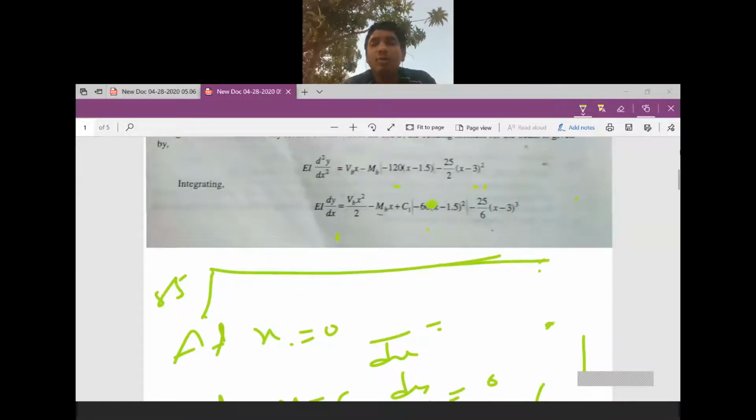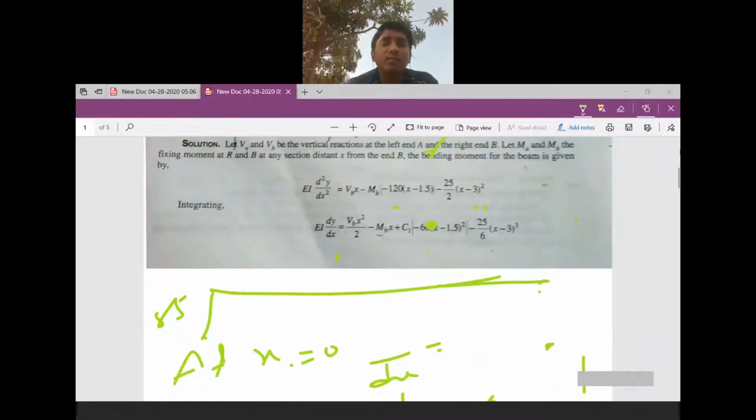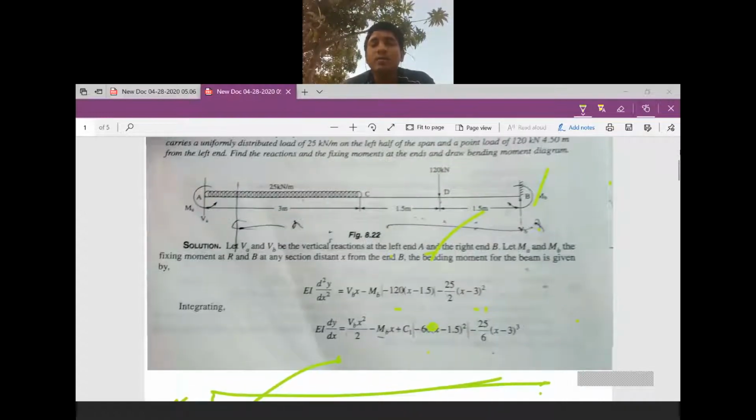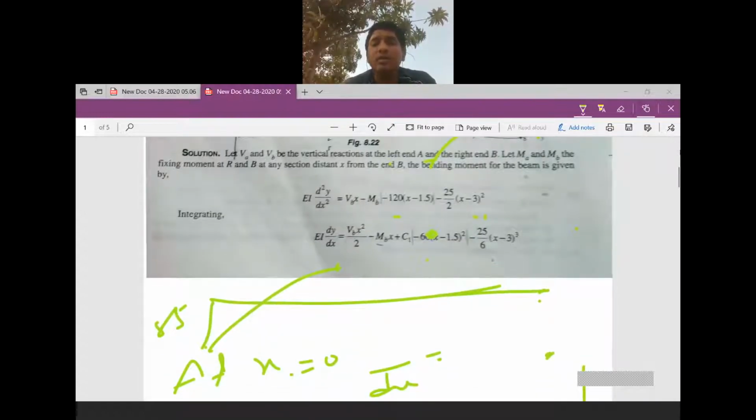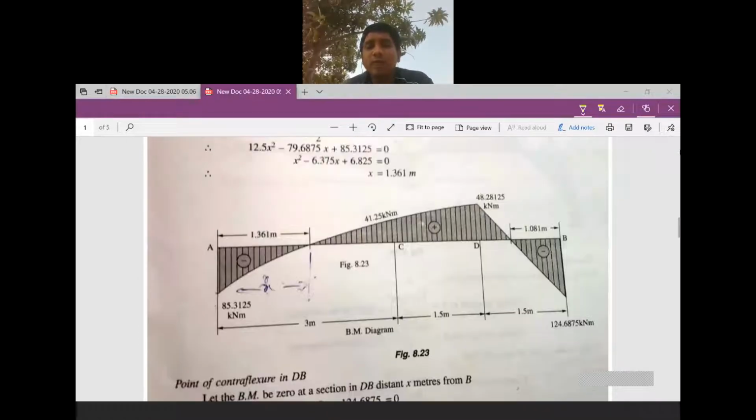When you draw from A to C, you have a UDL, so it will be a parabolic curve. Then from C to D it is linear. From D to B again it is linear. The curve will be like this. This is the bending moment diagram. When you see the diagram at the different points, it will look like this.